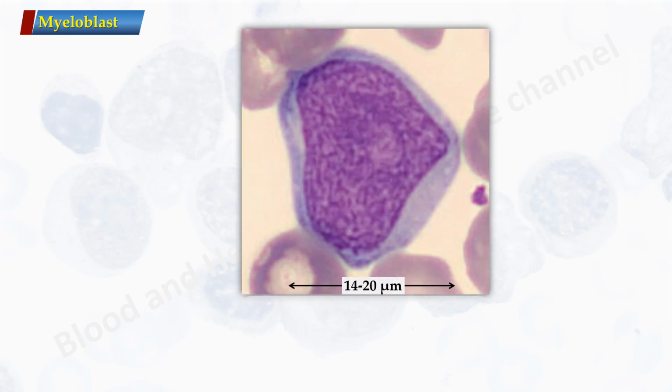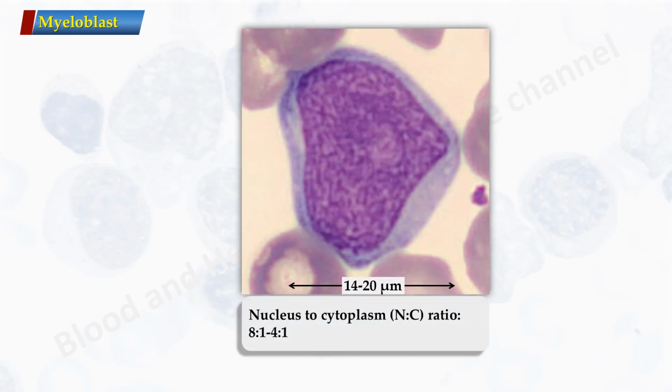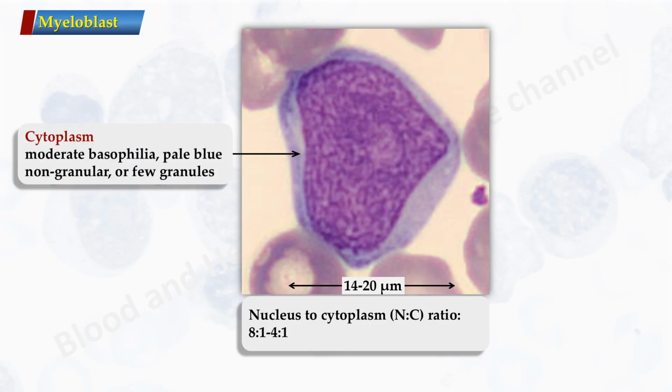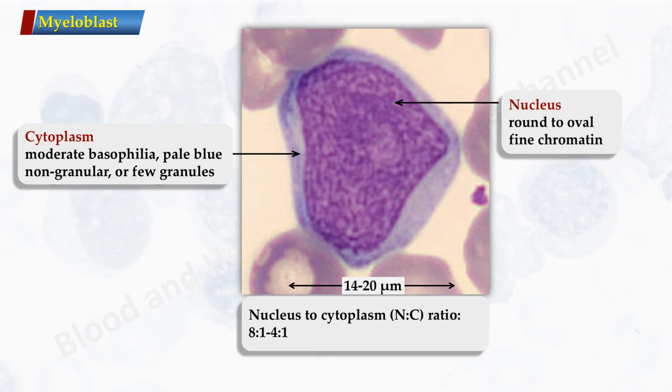The myeloblast is the earliest morphologically recognizable neutrophil precursor. The myeloblast size varies from 14 to 20 micrometers in diameter with a high nucleus to cytoplasm ratio. The cytoplasm is deep blue to light blue in color, non-granular, or contains few granules. The nucleus is usually round or oval and contains a fine chromatin. 1 to 5 nucleoli are visible.